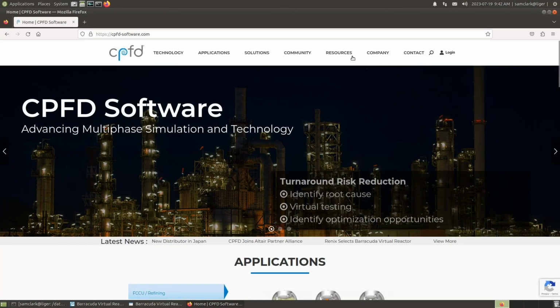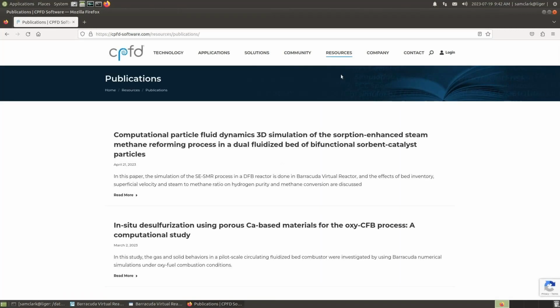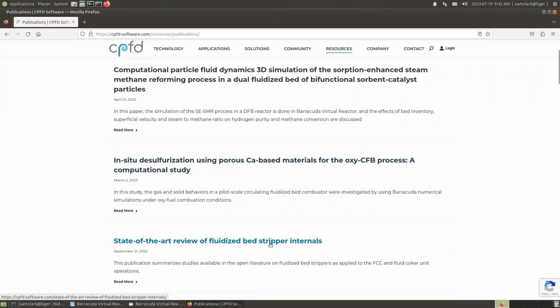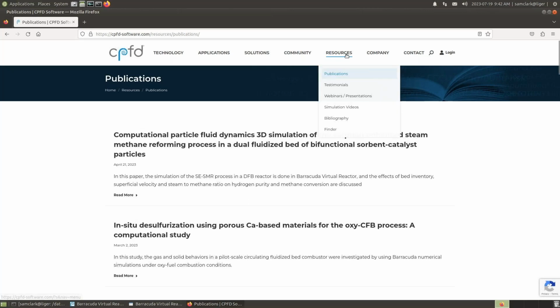One is we have a whole database of publications. So if you're starting to use Barracuda and you're wondering if someone else has done something similar to what you're doing, we have hundreds of publications that Barracuda users have written, and we have this list of them available on our website that can be really handy so you can see what other people have done.